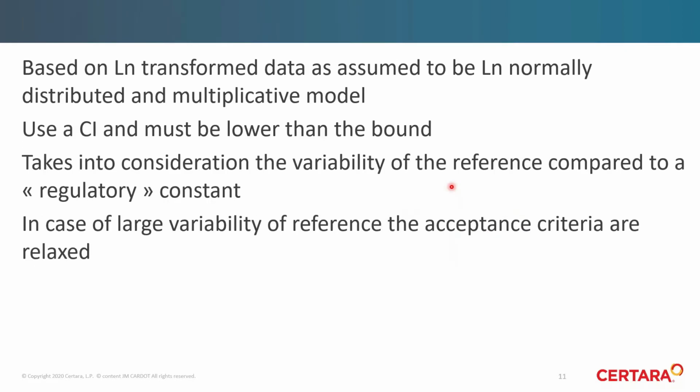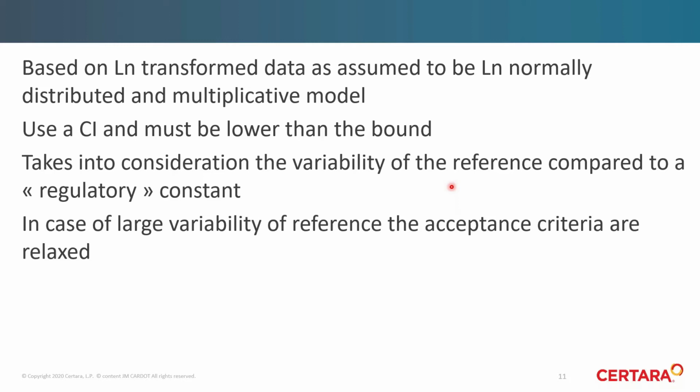So the first thing that we need to have in mind is that we are going to work on log transformed data. That is based on the fact that we assume that we have a log normal distribution and that later on we can use multiplicative models. We are going to use a 90% or a 95% confidence interval. In the present case, it's going to be a 90% confidence interval. And in this case, the upper bound of your 90% confidence interval must be below a fixed limit.